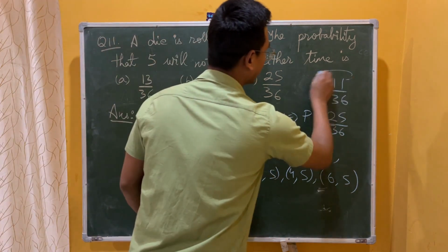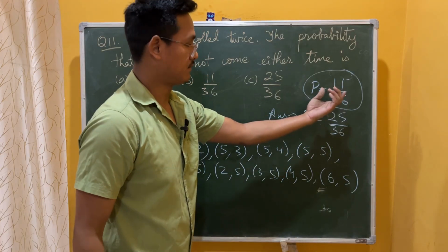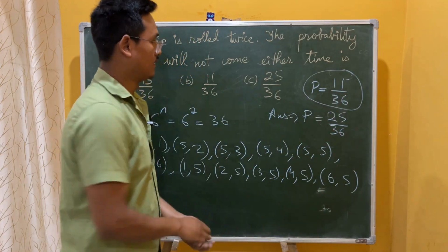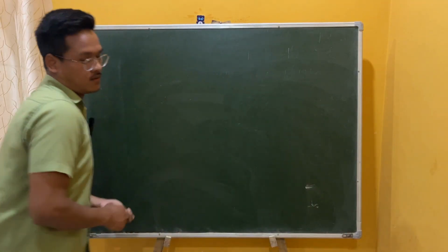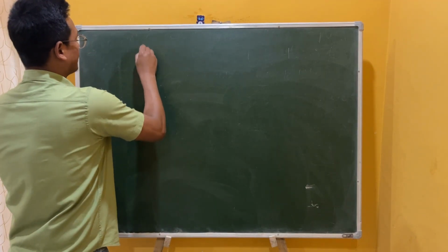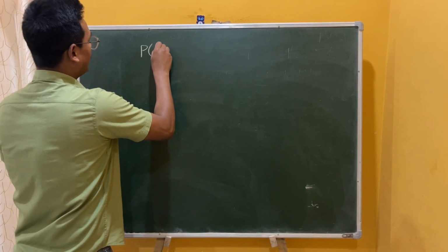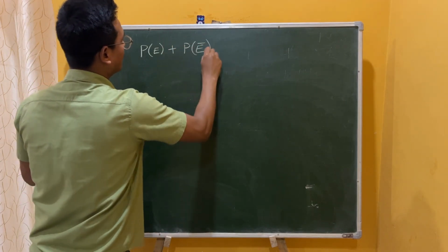So this means at least in one of the times 5 will come. This means 5 won't come. So the answer is 25 out of 36. So if you're confused with the solution, it's like this. There's a formula: probability of E plus probability of E bar equals 1.